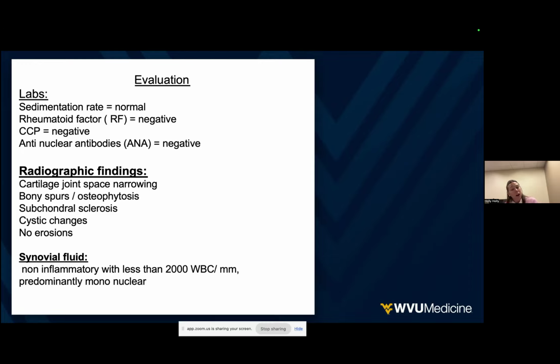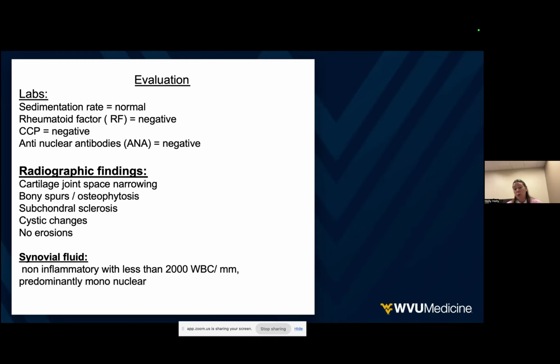Synovial fluid is not necessary to diagnose osteoarthritis. However, it's helpful if you do have a swollen knee to rule out infection, or even some of our crystalline arthropathies, which I think was presented earlier already with Dr. Scuro, or even our rheumatoid types of arthritis.